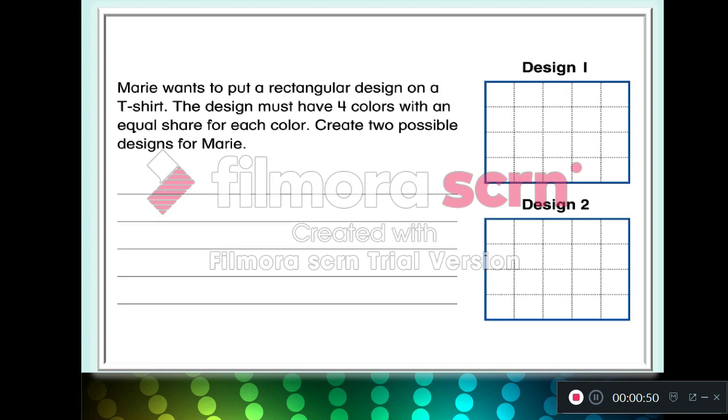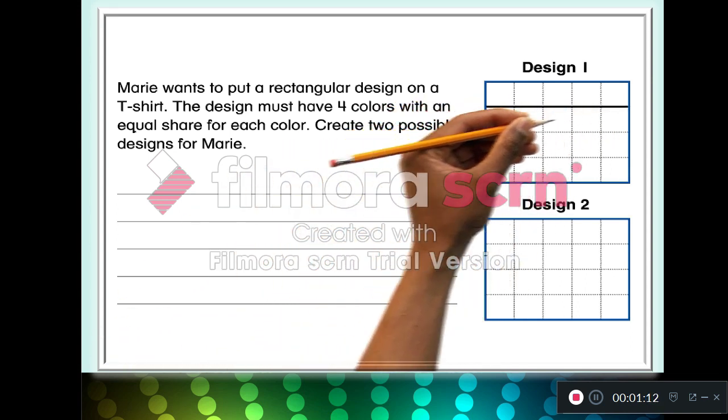For this problem, students are asked to show two different ways to make a rectangular design with 4 colors, in which each color is an equal share of the whole design. This problem is key, because to do this, students must understand that the number of small squares in each share repeats, or is the same. Students are then asked to explain their work.